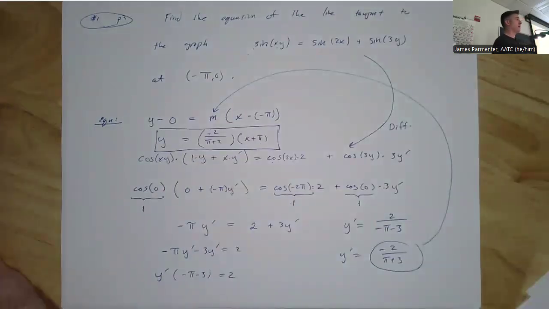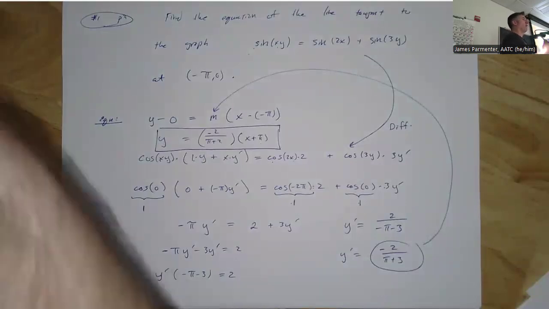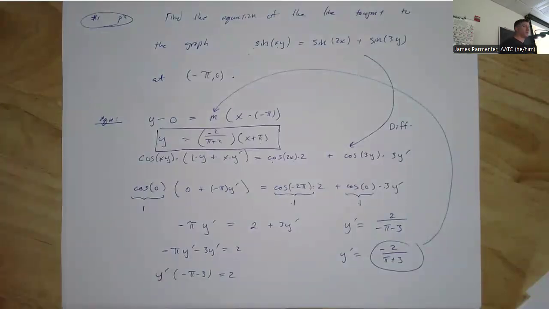But definitely, if you see an implicit problem where you're asked to find the slope at a particular point, whether or not you're finding the equation of the line, right after you take the derivative of both sides of your implicit equation, plug in your point and then solve for whatever y prime is left.